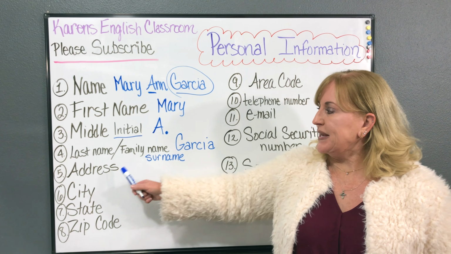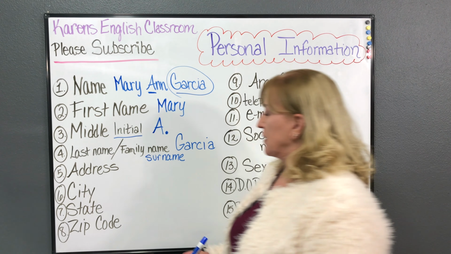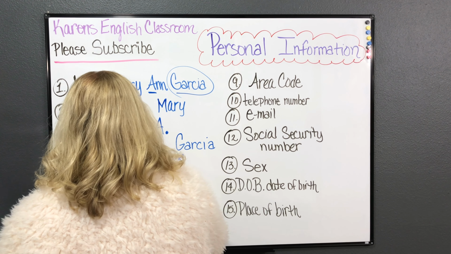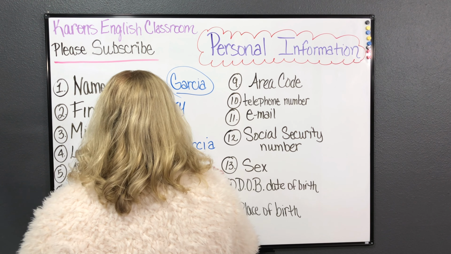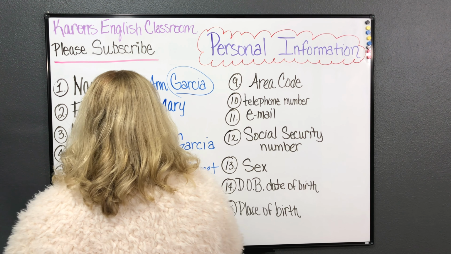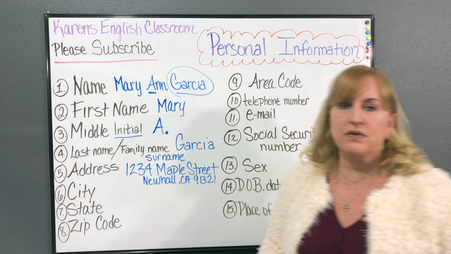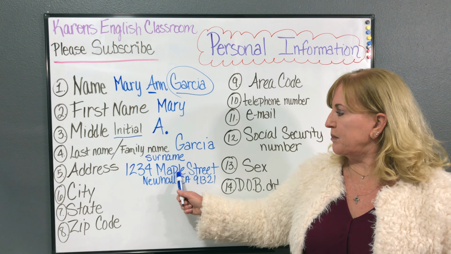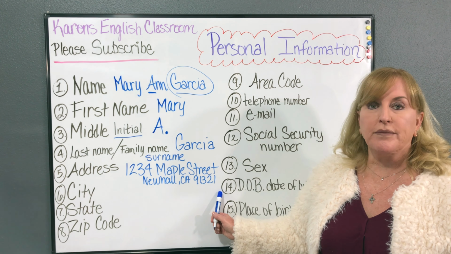Very good. Now, address. Where do you live? What is your address? So 1234 Maple Street, Newhall, California, 91321. So these are all just examples. So this is my address: 1234 Maple Street, Newhall, California, 91321.